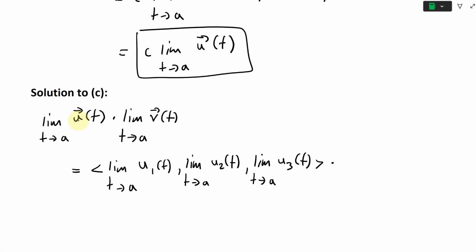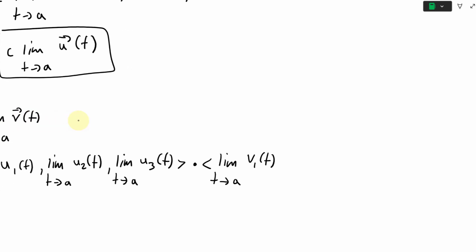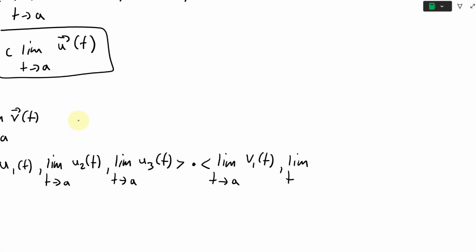then dot product with, so we need to dot product with it all, it is pretty extensive. So I'll keep doing it here, and I'll just shrink it. It's going to be dot product with limit as t approaches a of v1 of t. This is going to be now limit t approaches a of v2 of t. Finally, we have limit as t approaches a of v3 of t.